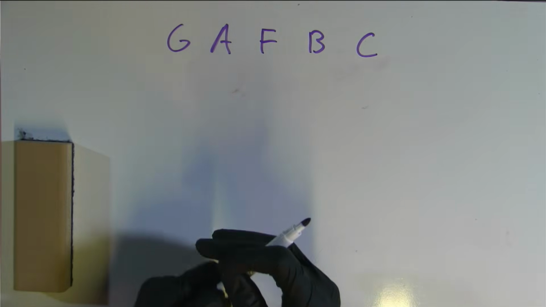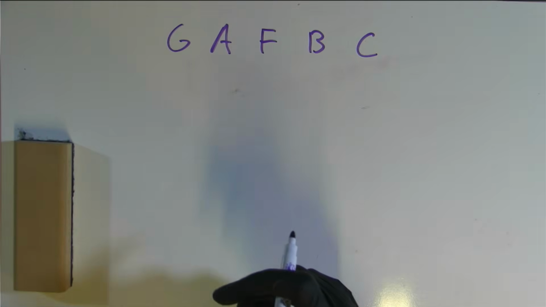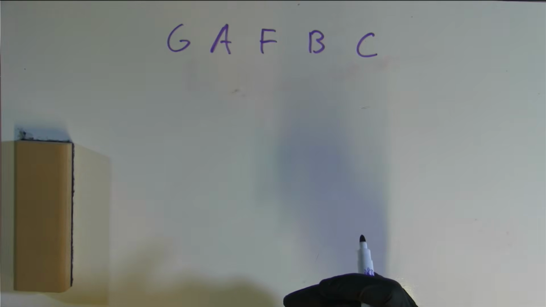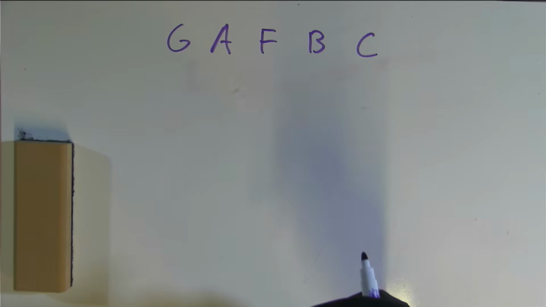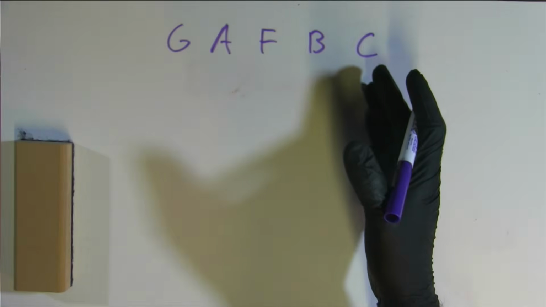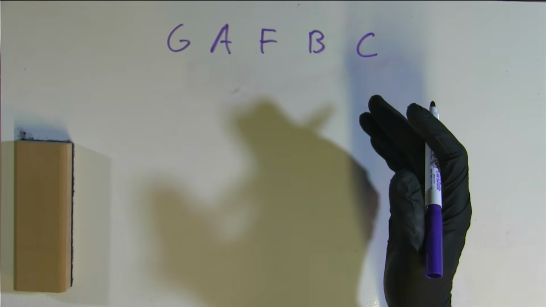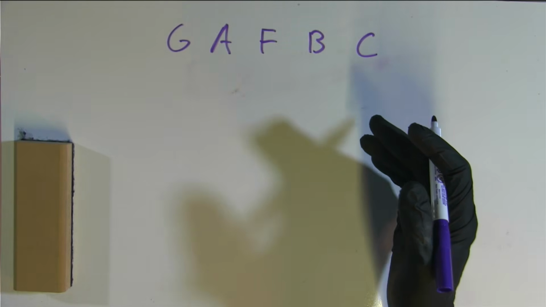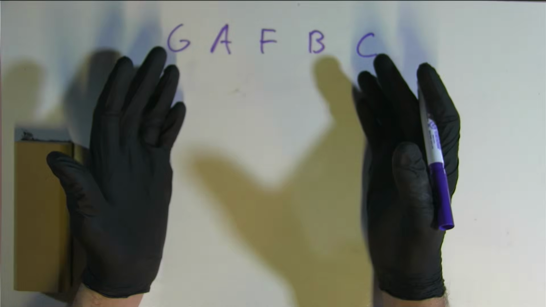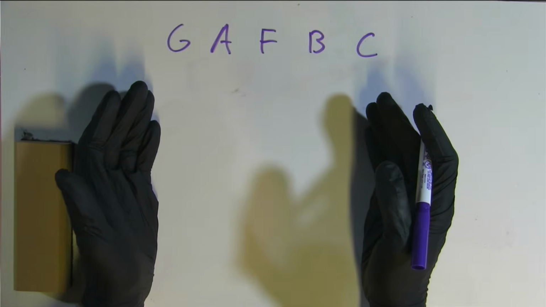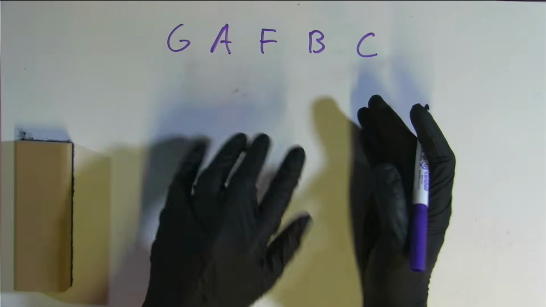So here's what the original thing sounds like. G, A, F, B, C. I'll play it again. Now the retrograde sounds like this. So very related, basically using the same notes. So you have two motives right away.